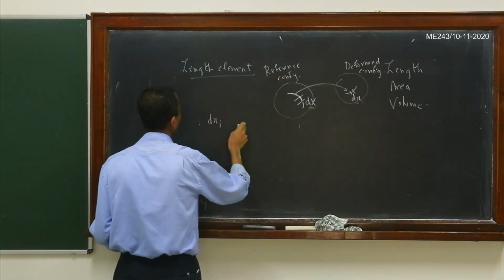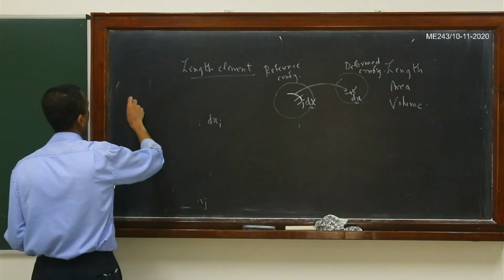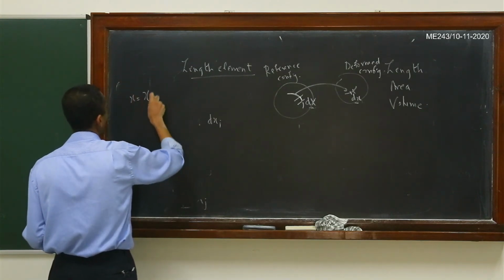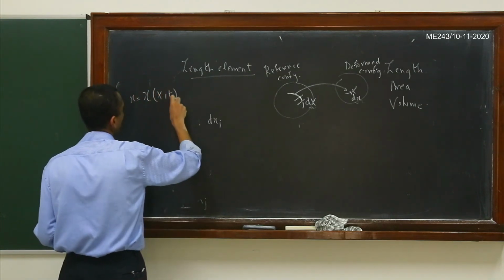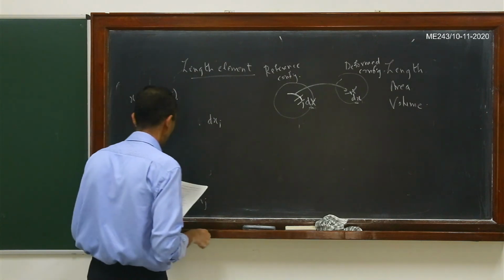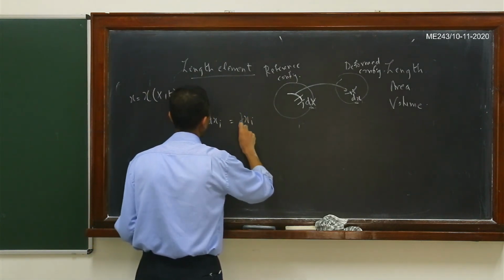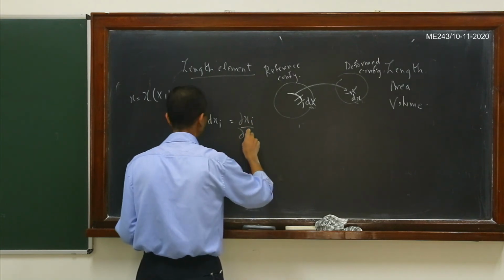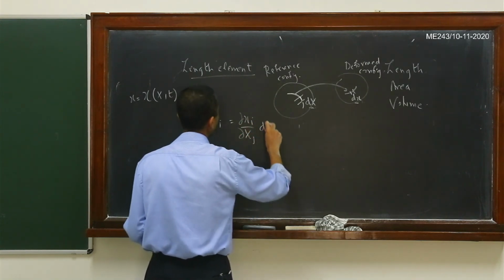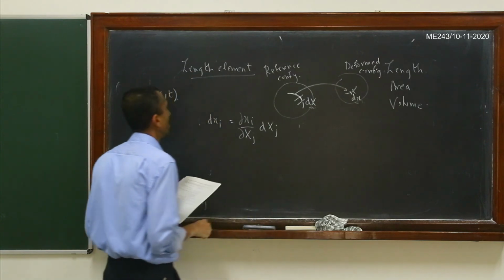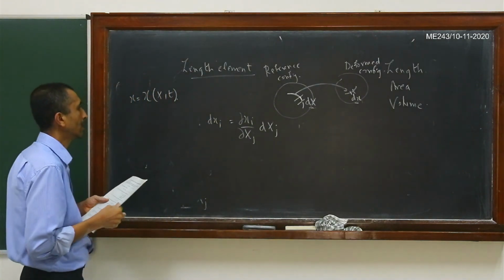So dxi, remember that x is equal to chi of X comma t. So I can write dxi as del chi i by del Xj times dXj. So this is the relation between the differentials.